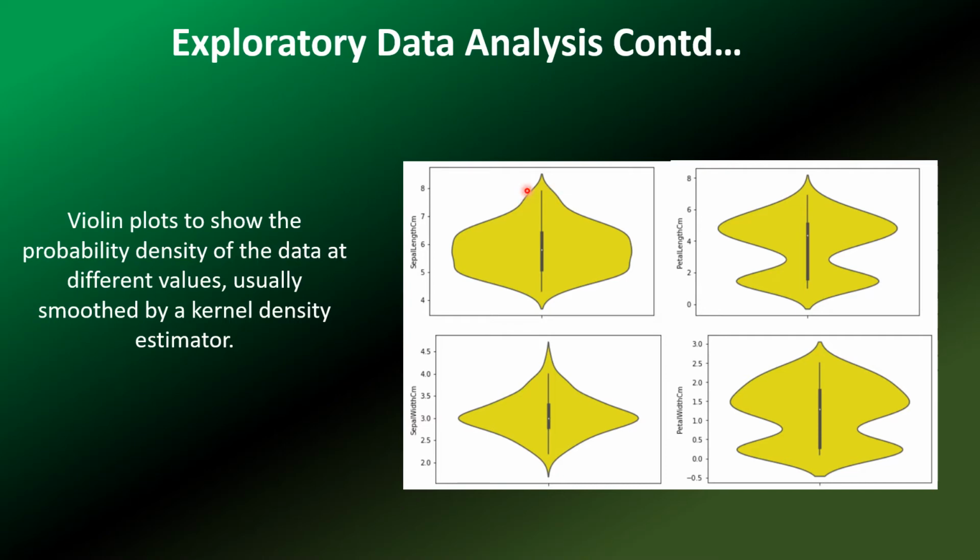Apart from this, the yellow part which is shown is called the probability density of the data at different values. For example, the farther the yellow part is from the middle box plot, the more the probability density of the data at that value. In this way we can figure out how the values are distributed as per the density.